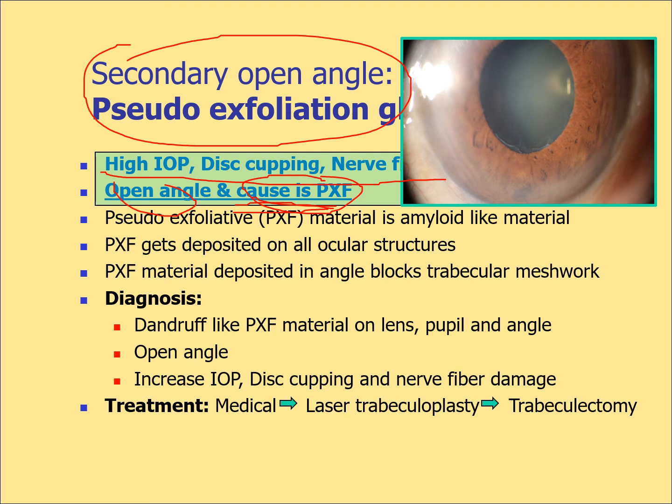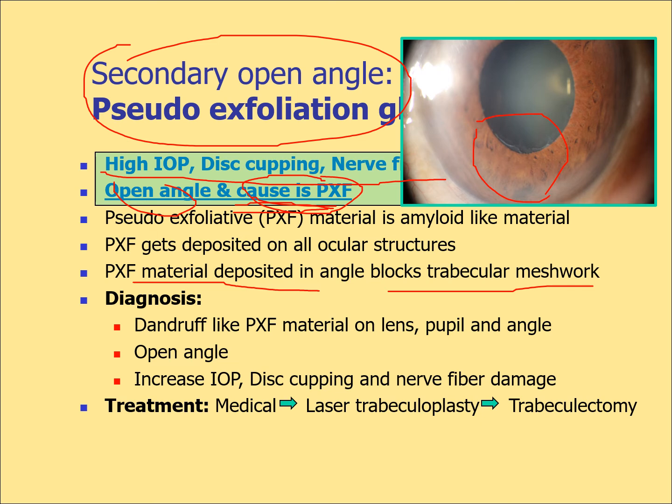What is pseudo-exfoliation? Pseudo-exfoliation is an amyloid-like material which gets deposited everywhere. You can see in this diagram the whitish deposition at the edge of the iris and the lens, and this material is called pseudo-exfoliation. The pseudo-exfoliation material gets deposited in the angle and blocks the trabecular meshwork. So the only difference between pseudo-exfoliation glaucoma and primary open-angle glaucoma is that here we know that the pseudo-exfoliation material is deposited and blocks the trabecular meshwork.